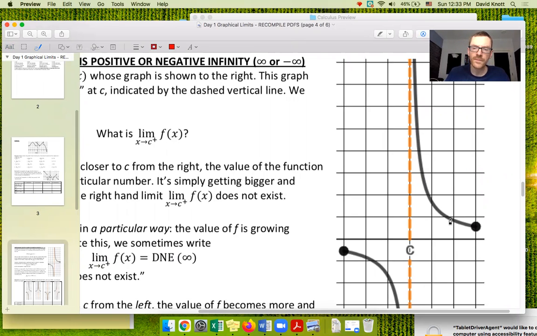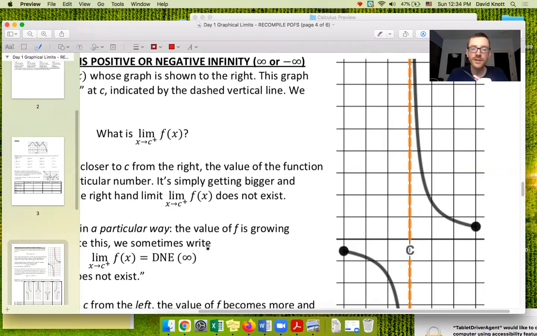Now, why do we then write infinity in parentheses? Because we want to emphasize that this function's right-hand limit doesn't exist in a particular way, right? It's failing to exist in the particular fashion that the value of the function gets larger and larger and larger without any kind of limit. And there are, in fact, lots of other ways that limits can fail to exist, right? They don't have to get larger and larger in order to fail to exist.